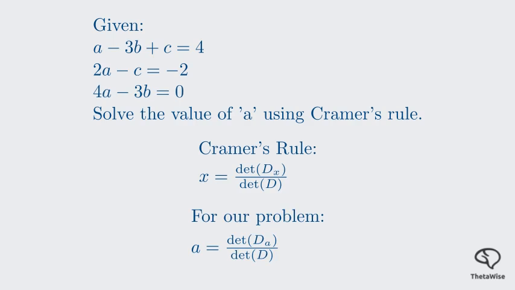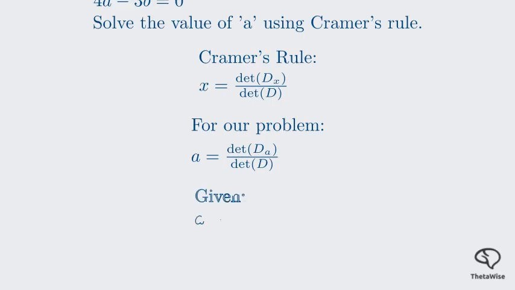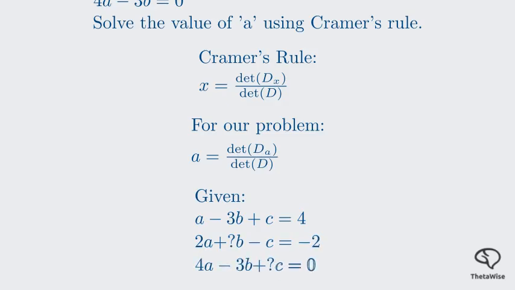Our first and most important step is to prepare our equations by ensuring all variables are aligned in each equation. Notice our third equation is missing the variable c. Let's rewrite the system to be very clear. We'll use question marks to show where a variable is missing, indicating its coefficient is 0.